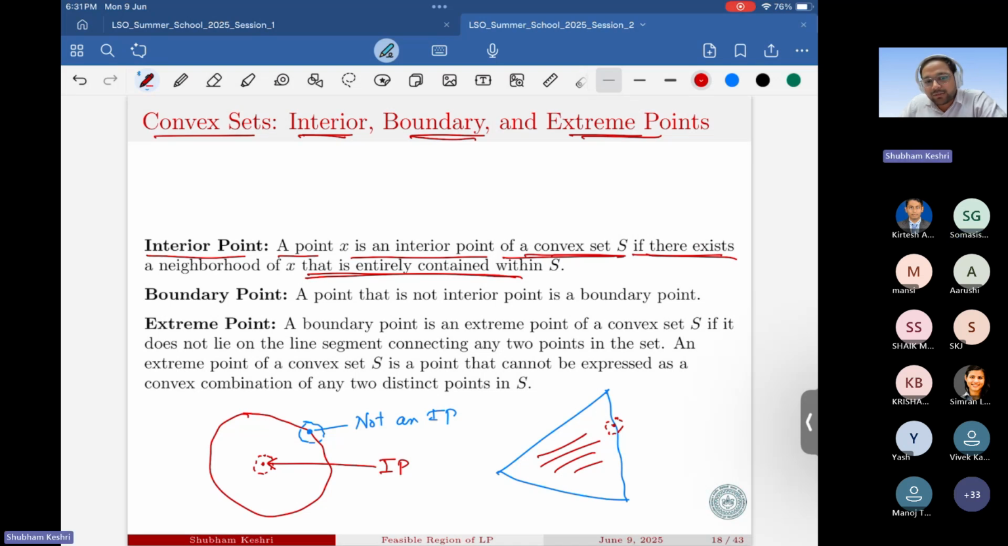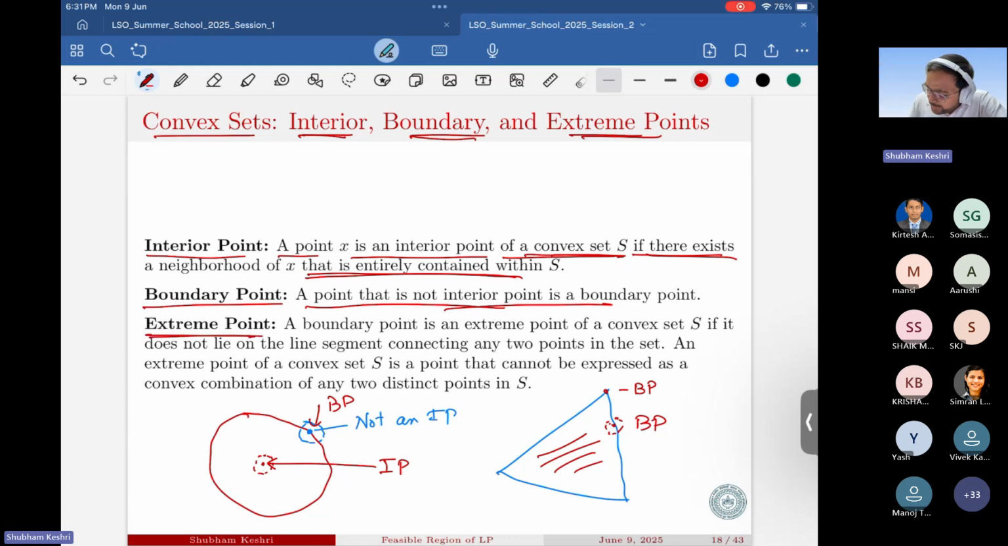Making sense? Okay. So what is a boundary point? A point which is not an interior point is a boundary point. So for example, this is a boundary point. This is a boundary point. This is also a boundary point. Is that all right? So if a point is not an interior point, then it is a boundary point.